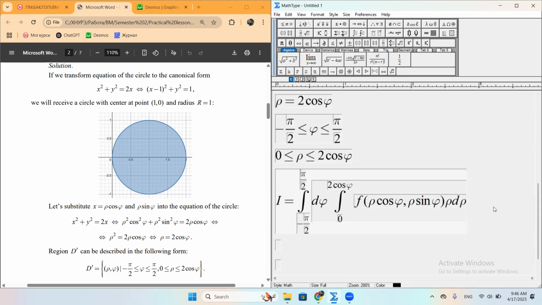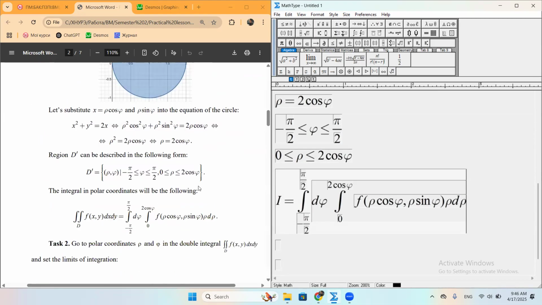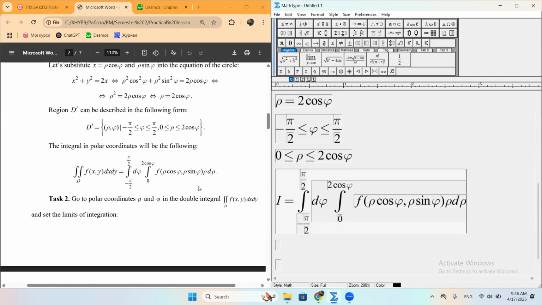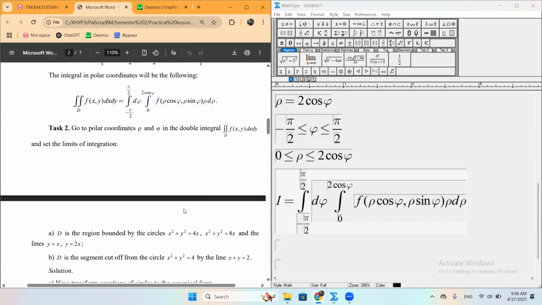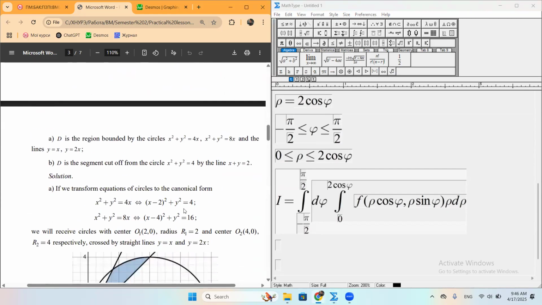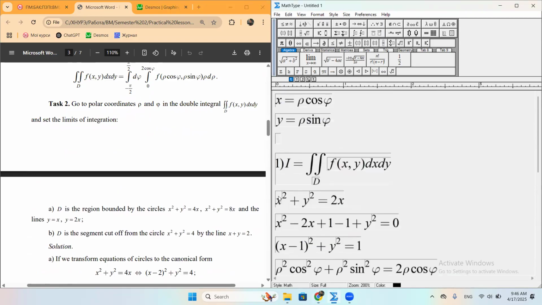Any questions about this exercise? Okay, I guess no questions. And actually, the second task is analogical. So let's go to it.